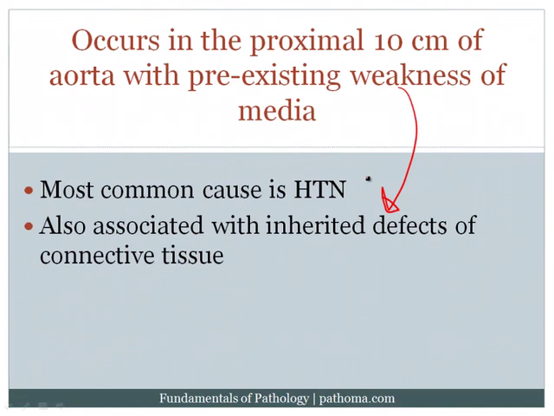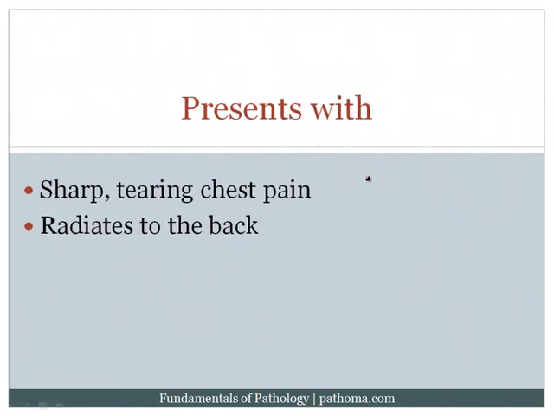And so if there's disruption of elastic, then there would be weakening of the media. In addition, a disorder called Ehlers-Danlos syndrome, in which patients have defective formation of collagen, can also result in weakening of the media. So again, you need to have weakening of the media before this dissection will occur. When patients get a dissection, they present with sharp tearing chest pain that radiates to the back.